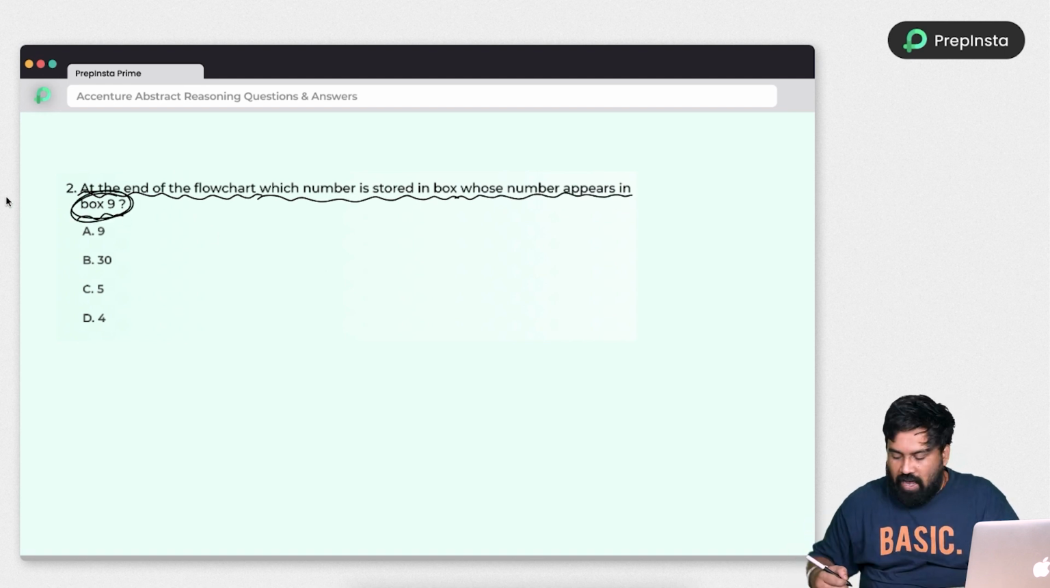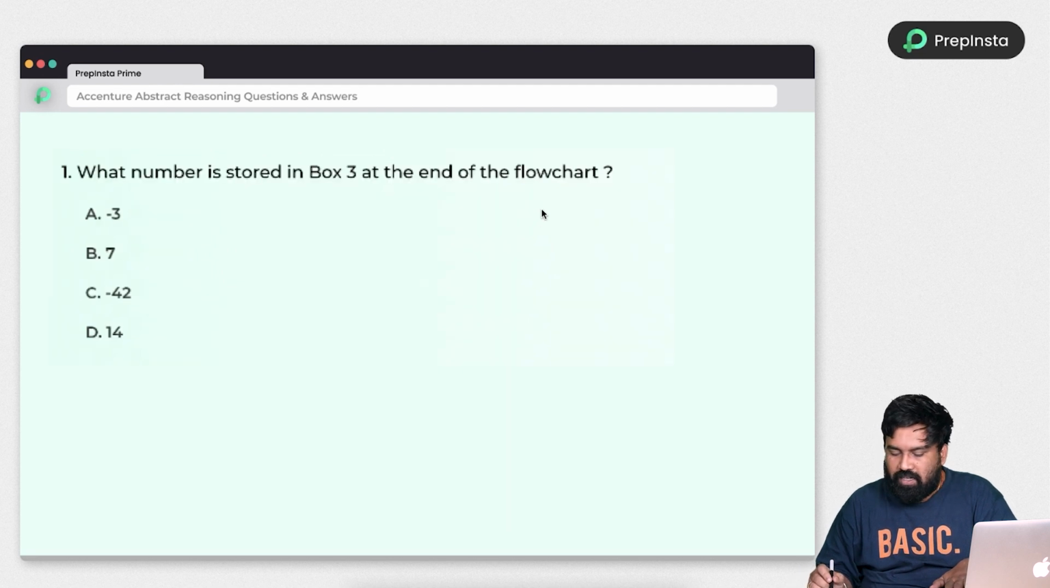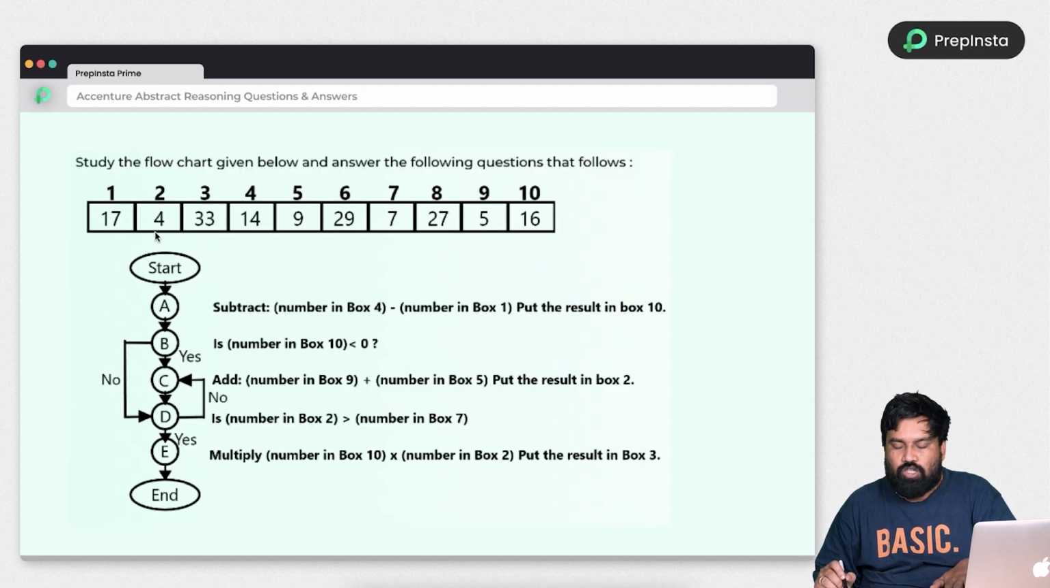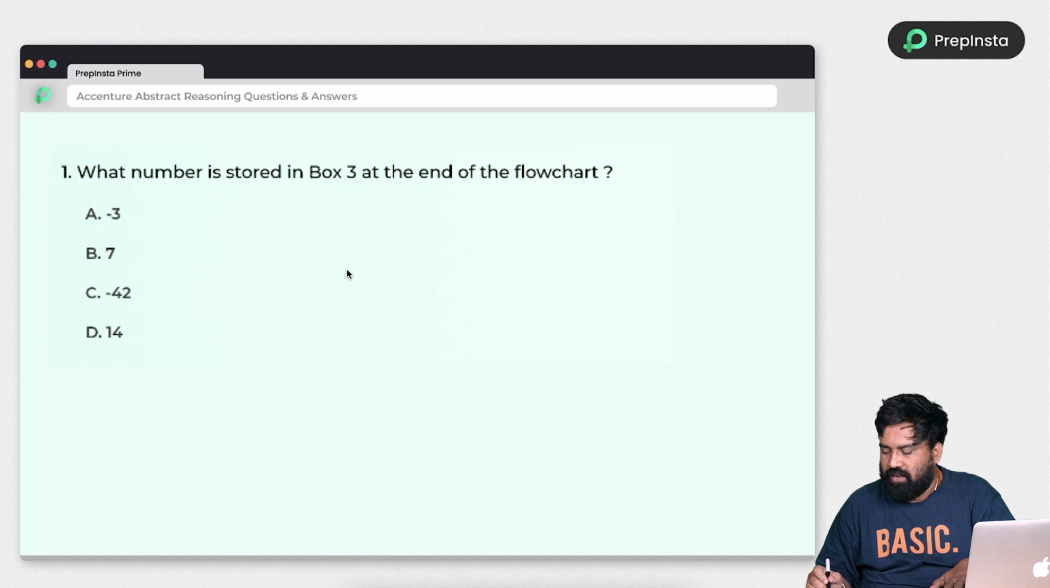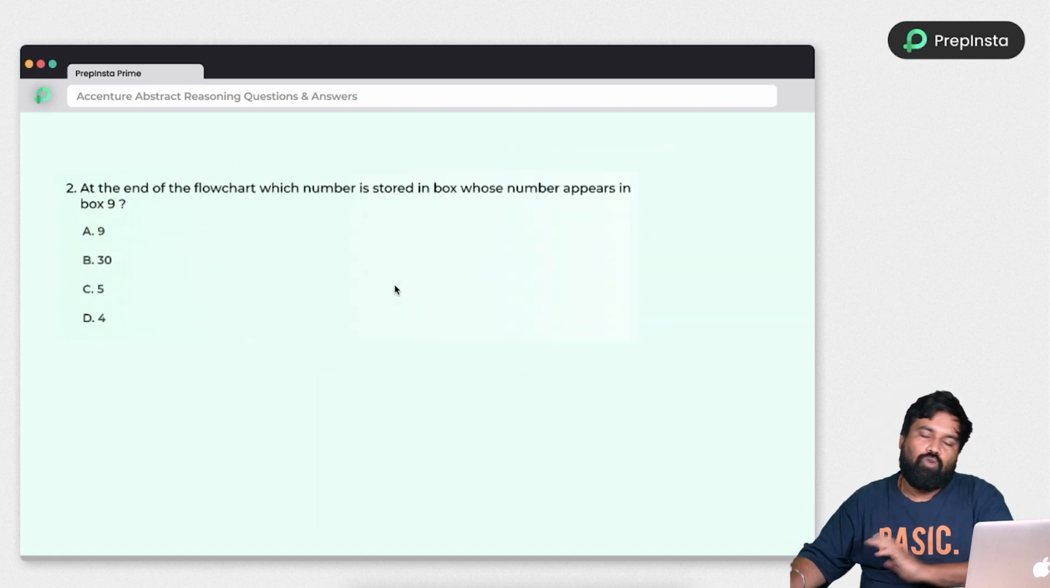So what is the value in the box 9? Box 9 is not changed, right? Only 10 got changed and 3 got changed, 2 got changed. So the answer is 5. Box 9 is not changed. So this is how you need to do the problems.